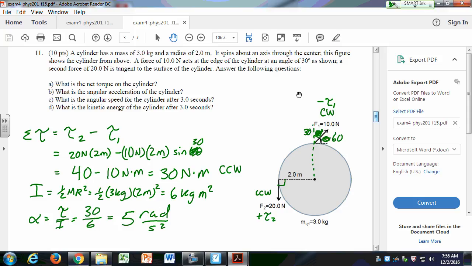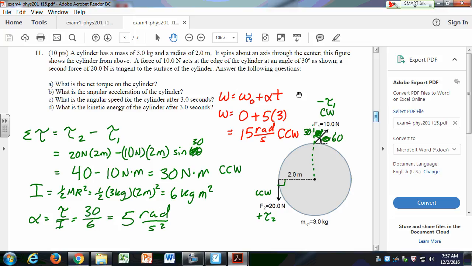So I would say that omega equals omega naught plus alpha t. That's 0 plus 5 times t, which is 3 seconds. So it's 15 radians per second. And it is counterclockwise because it's positive.